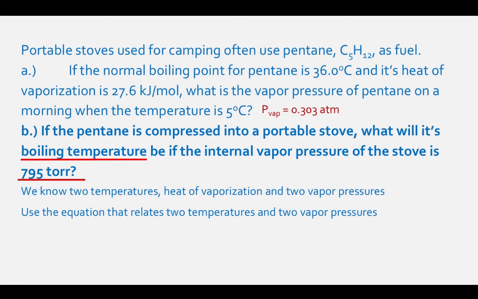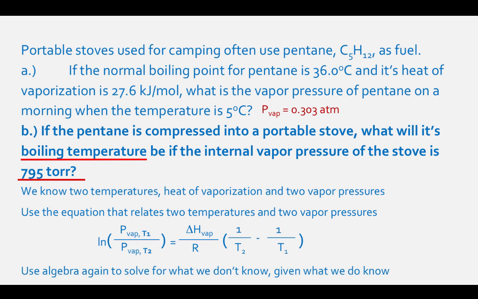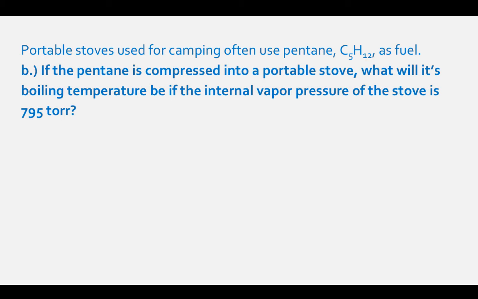vapor pressures. This equation is the natural log of vapor pressure of the liquid at 1 temperature divided by the vapor pressure of the liquid at a second temperature equals the heat of vaporization divided by the gas constant times 1 over the second temperature minus 1 over the first temperature. To use the equation, we will again have to use some algebra to solve for what is unknown and what is known. Now, how do we find out what we need to know?